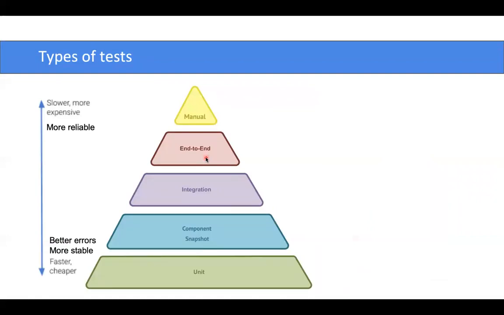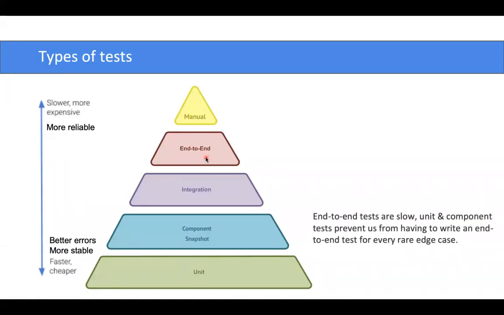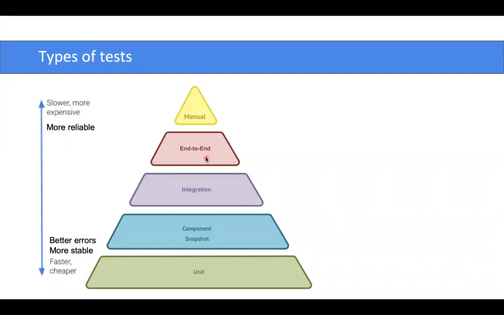So now when it comes to type of tests, there are multiple classifications, but the pyramid of tests is probably the most popular one. And what it says is that basically the lower parts are faster and cheaper to run and to create. So it's easier to create unit tests than to create component, snapshot, integration, and end-to-end tests. They're faster to run as well, and they are more stable and offer specific errors to specific parts of the file.